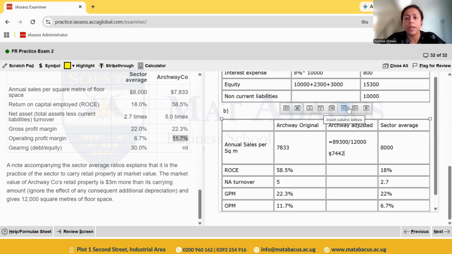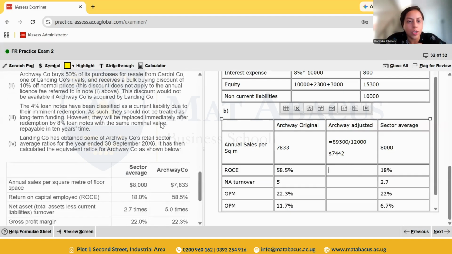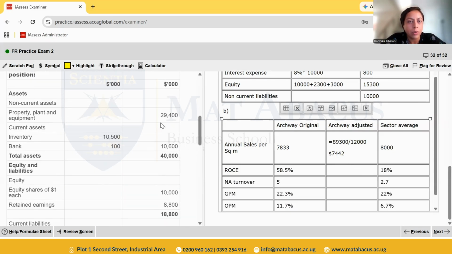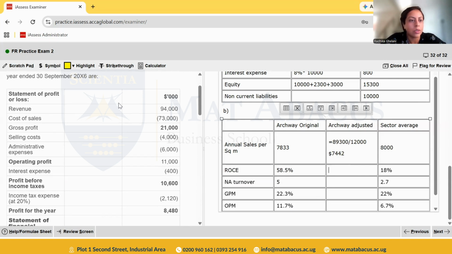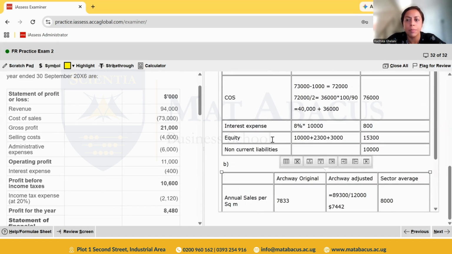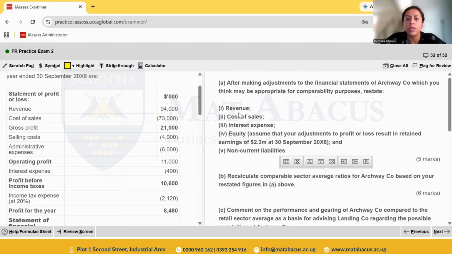Then return on capital employed. Remember, the formula of return on capital employed is what? Return on capital employed is going to be our return, which is in the form of operating profit. Operating profit is going to be restated. Remember, there are changes that happened. This was the original value they'd given us, but remember, our sales revenue changed, our cost of sales changed. That means we're going to have a revised operating profit. We're going to have to adjust the operating profit. So we're going to do operating profit divided by capital employed.